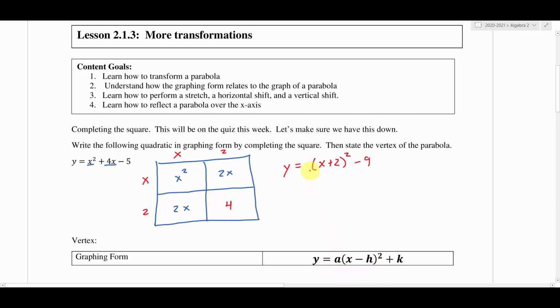That's because it is a 1. And you'll notice that there is a 1 in front of that x squared as well. Okay, so we don't have to worry about the a value here. It is going to be 1. Now, the next thing they want us to do is identify the vertex.